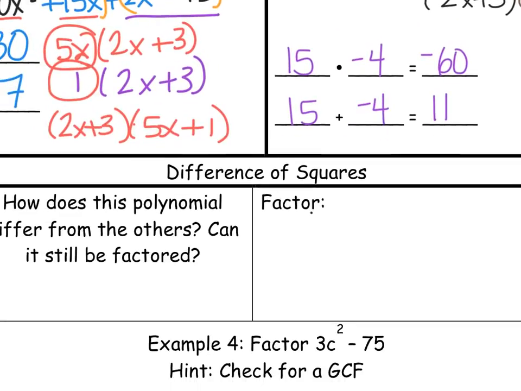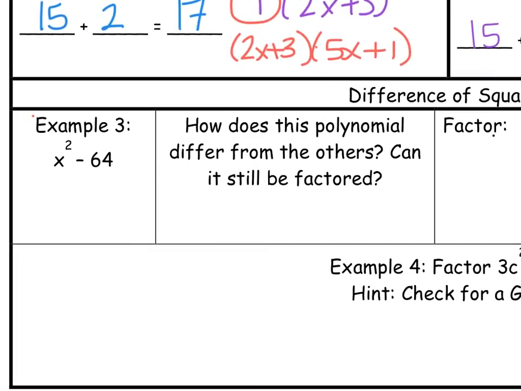Okay, last example. So in example 3 we have x squared minus 64. How is this polynomial different from the others? It's missing the middle term. And can it still be factored? I'm going to say yes, since it's on here, it probably can. And that middle term that it's missing is always going to be 0x, because 0 times anything is 0.